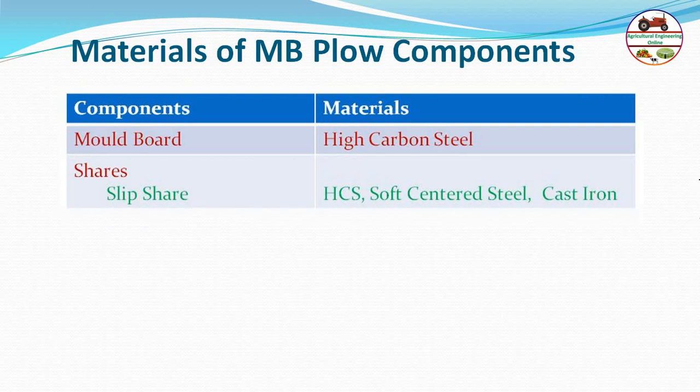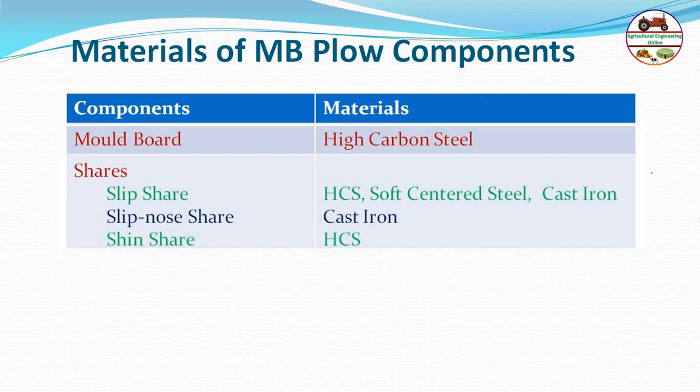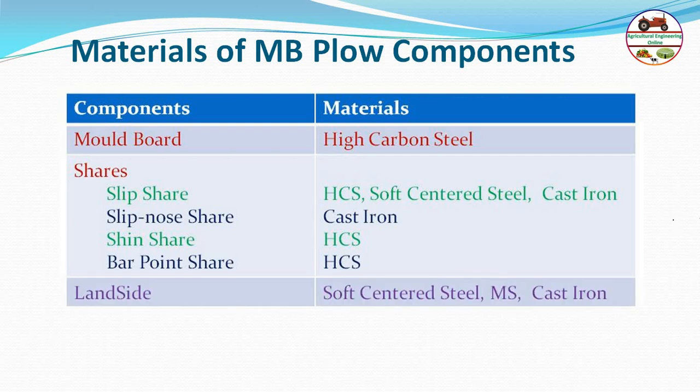Slip shear should be high carbon steel or soft center steel or cast iron. Sometimes it's made that way because it has to be very strong, and it has to be replaced when it is worn out. Then slip nose shear is made of cast iron. It's a little easy to make, because it can be just replaced when it's worn out. Seam shear, because it's a small additional part which supports, should be high carbon steel. Bar point shear is also made of high carbon steel. Then the length side, which takes the side thrust, is made of soft center steel or mild steel or cast iron. So these are the different materials of construction. Then the frog is generally made of cast iron or mild steel. So these are the different materials for different components of the mold board plough.